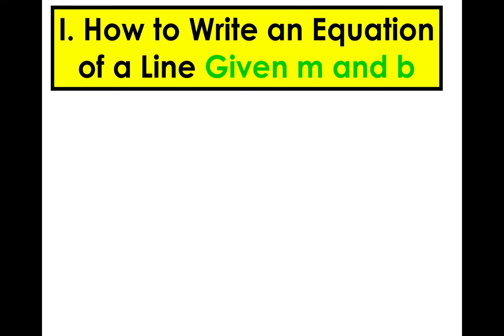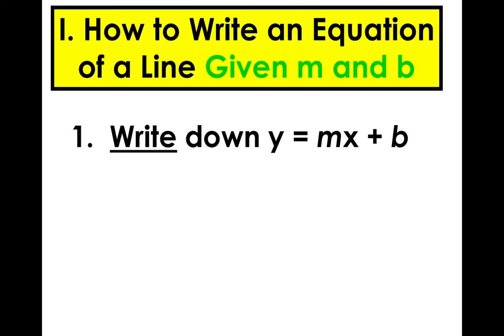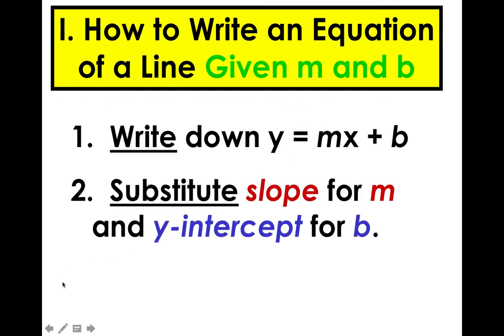So we look at this first one right here. It says how to write an equation of a line given M and B. Now remember, M and B stand for your slope and your y-intercept. So let me write that down. The M represents my slope, and the B represents my y-intercept.